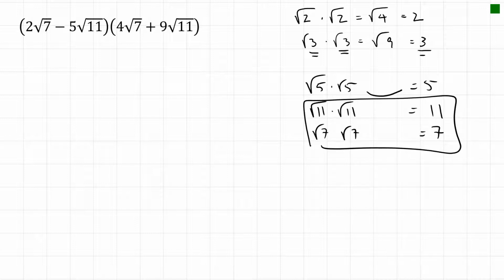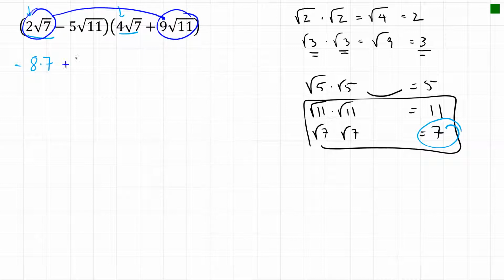So let's start. We're going to multiply the first two terms together. We're going to start by multiplying the coefficients together. So 2 times 4 is 8. And square root of 7 times the square root of 7 we know is 7. Note, the radical has disappeared. Now I'm going to multiply the 2 root 7 times the 9 root 11. So 2 times 9 is 18, and the square root of 7 times the square root of 11 is root 77.